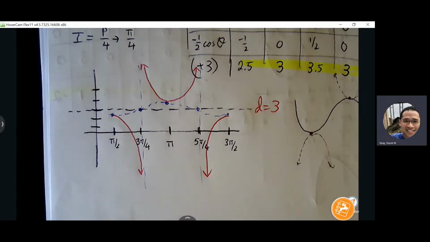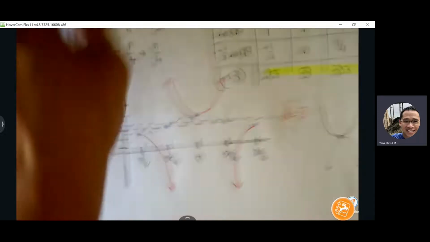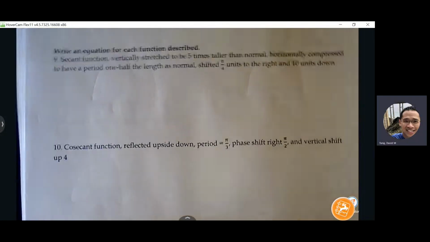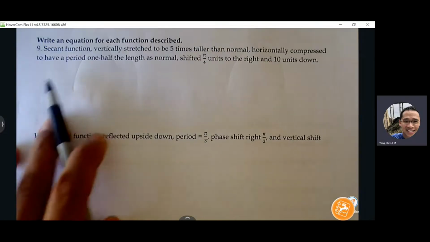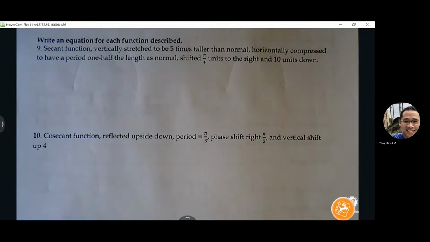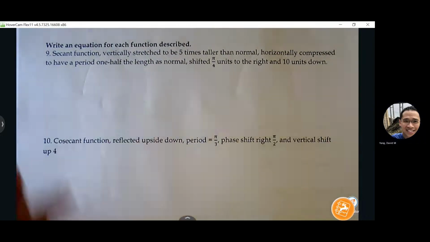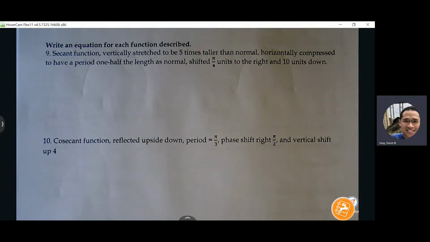Okay, let's just do writing the equation of the function described. So if you can turn to page 19, let's just go down. And anytime we see secant and cosecant, we just want to think in terms of sine and cosine, right? And just gather everything from that perspective, because everything for secant is going to correspond with cosine.